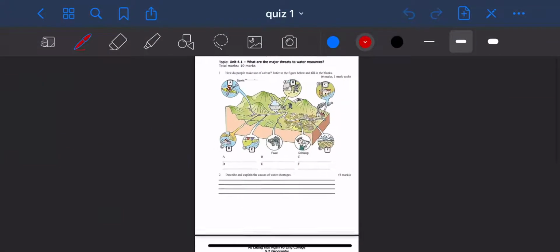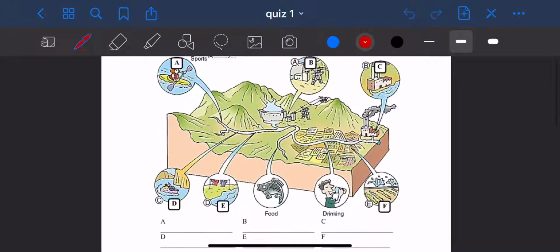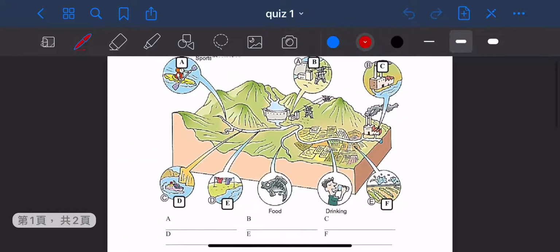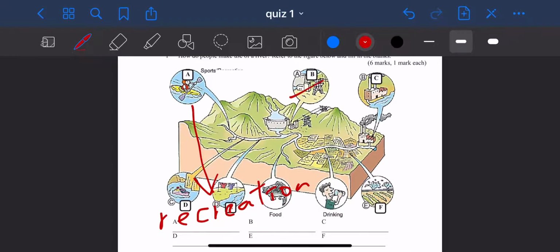Hello, we'd like to go through the Form 2 Quiz 1 with you. The first one should be recreation. Recreation, 康樂咁解. Right, this one, recreation. And then for B, it should be power generation, because we are generating the electricity.